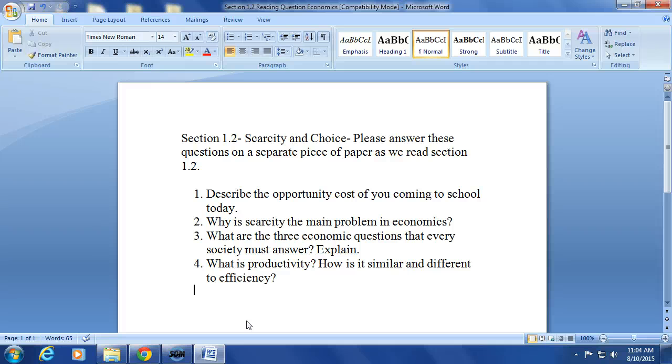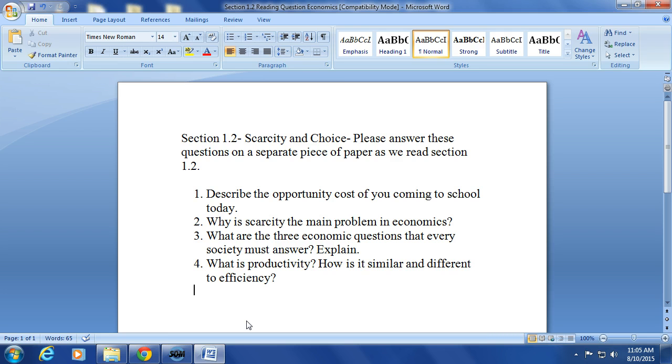Then we're going to read Section 1.2, and we're going to answer all 4 questions. What I'm looking for is the number, and then you write out the question, and then below that, you answer the question.